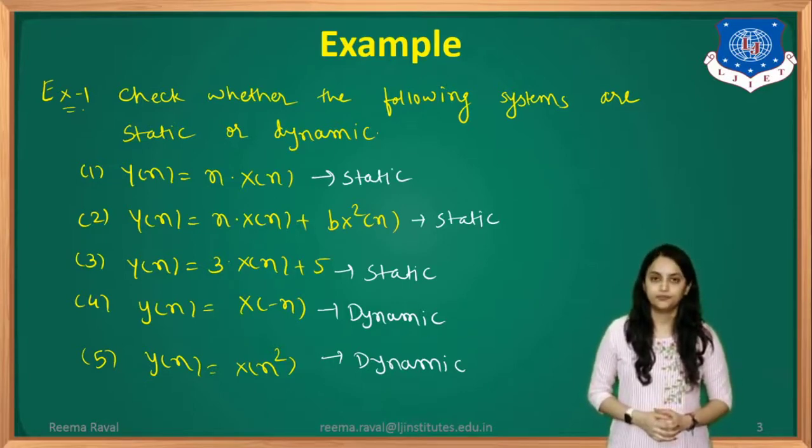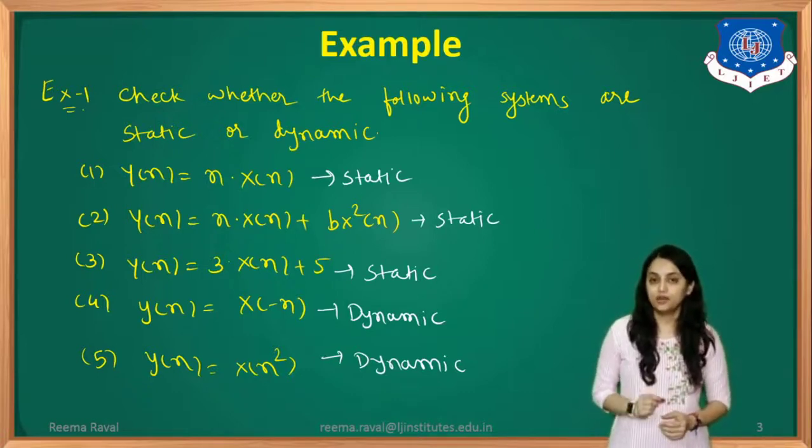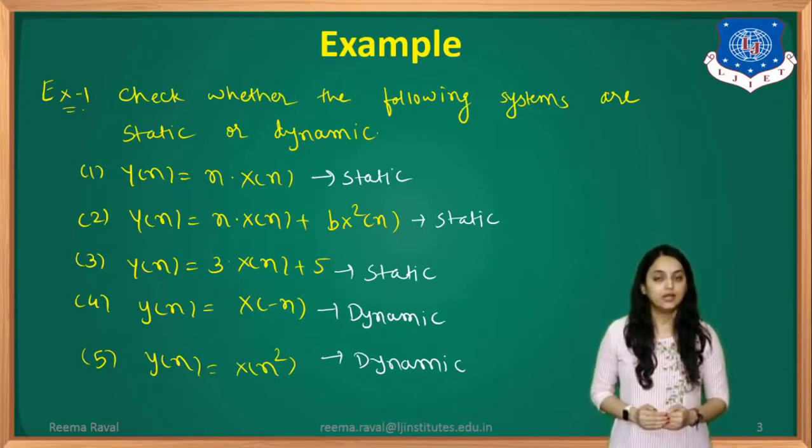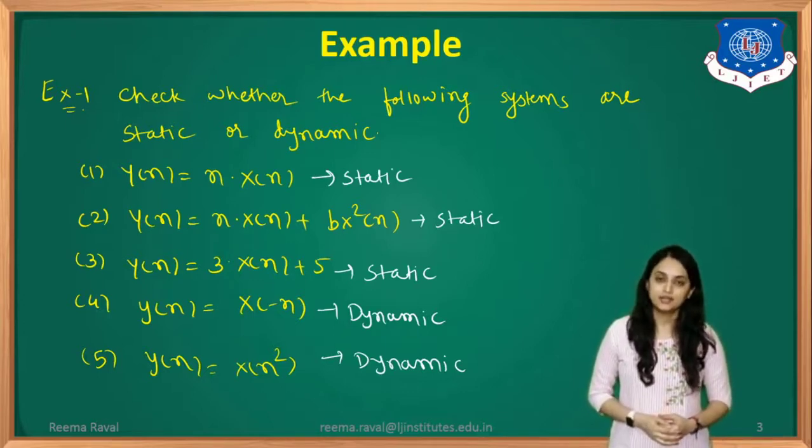Now second one. Second one is y of n equals x of n into n plus b into x square of n. Now in the first term, we have x of n, which is our input, and it is multiplied with n. But our concern is the input x of n. In input x of n, in the bracket n minus 2, n plus 2 or such number is not there. Same way in the second term also, we have x square of n. But in the bracket we have only n term, which indicates that the output depends only on the present values of input. That's why we can say that this system is a static system.